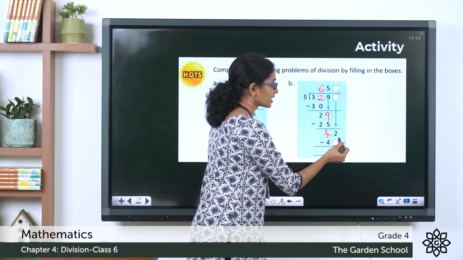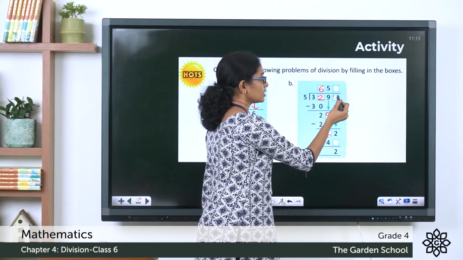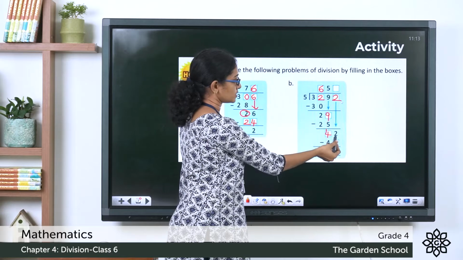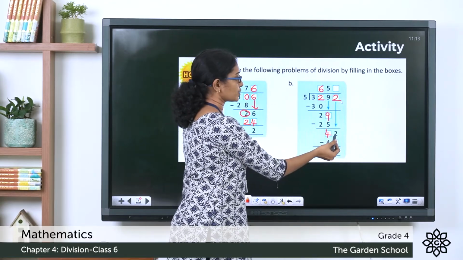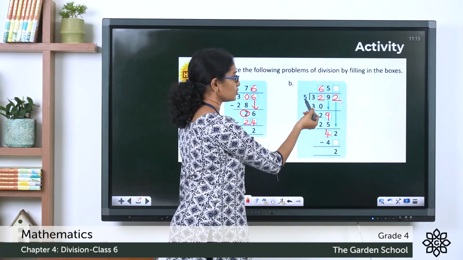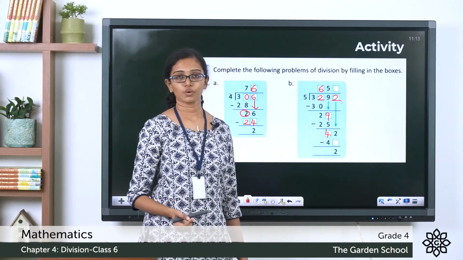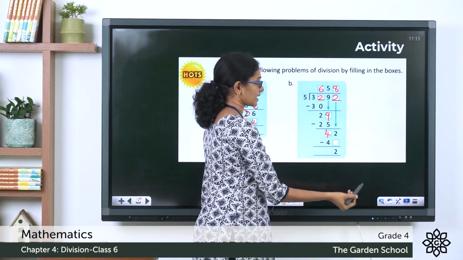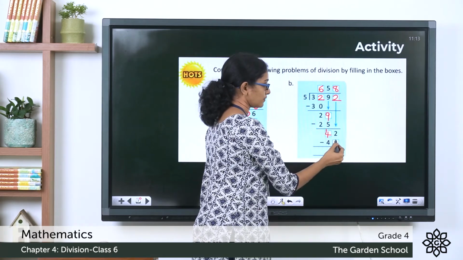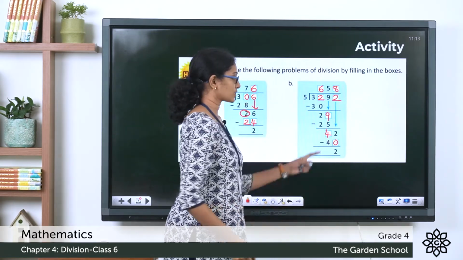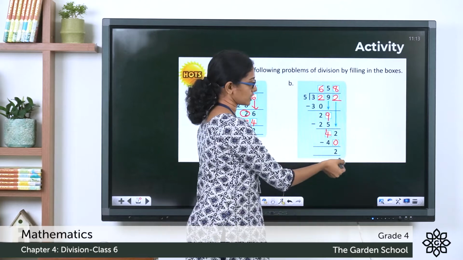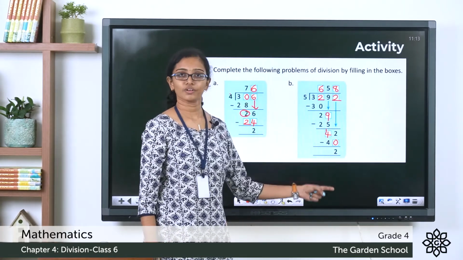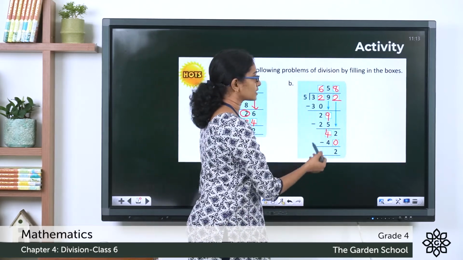The digit is already written there but it is missing here, so it should be 2 here. Now we have 42 as the dividend. We divide 42 by 5. How many 5s will go in 42? 8, right? We know 8 5s are 40. So we write that 8 here. 8 into 5, 40. Doing the subtraction, we get 42 minus 40. The difference is 2, which is the remainder for this division. Now we have filled in all the digits.